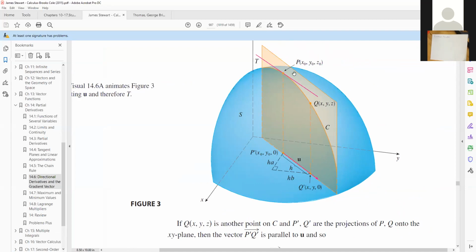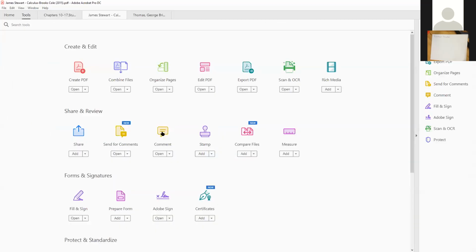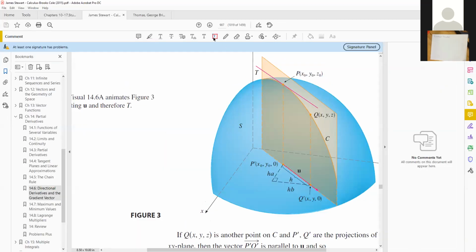How did we obtain the point P? We obtained the point P by intersecting the surface S with this plane here, okay? With this plane that makes a particular angle with the positive x-axis, okay? Which means that I'm looking for the derivative in the direction of the unit vector u.